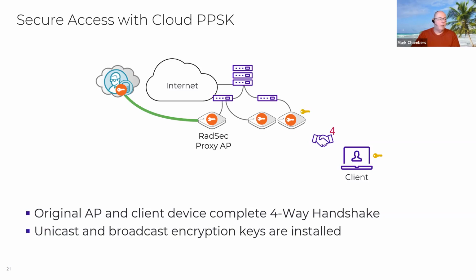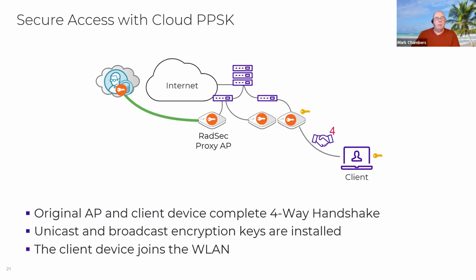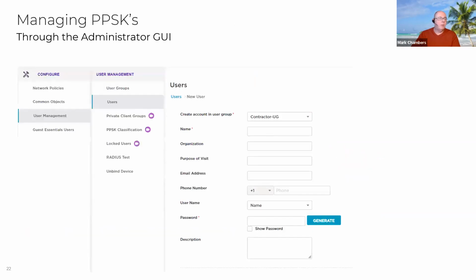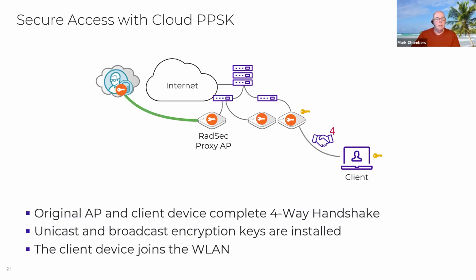And then the final thing will push down the encryption keys to allow unicast and broadcast. And then the device is able to join the network. Okay, of course that all takes seconds to accomplish. So that's the other way, the two ways.